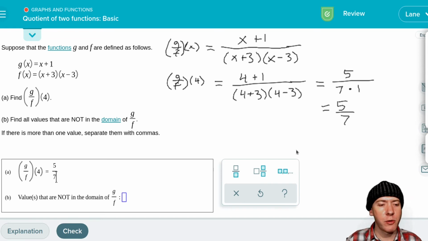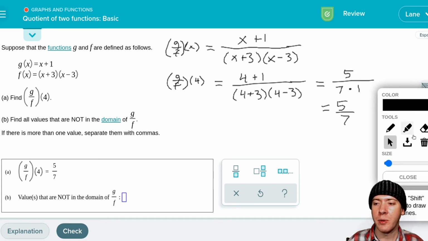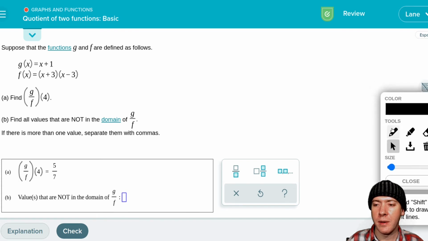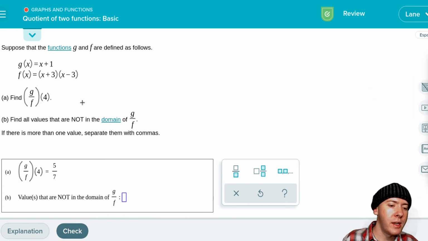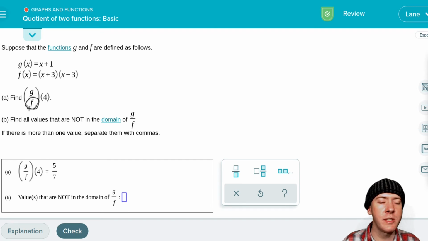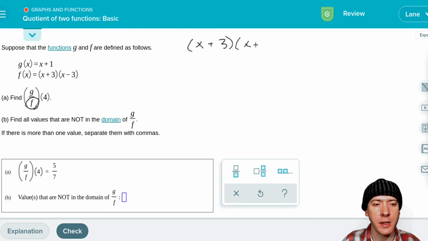All right. For the second part of the problem, we have to write the values that are not in the domain. Give me just a second and I'm going to clear off the screen. The values that are not in the domain are going to be the values that would make the bottom of this fraction 0, or the values that would make f of x 0. So where is this x plus 3 times x minus 3, where is that equal to 0?